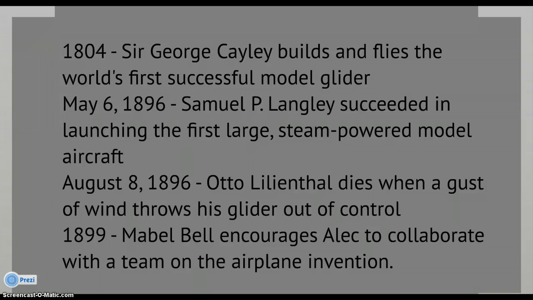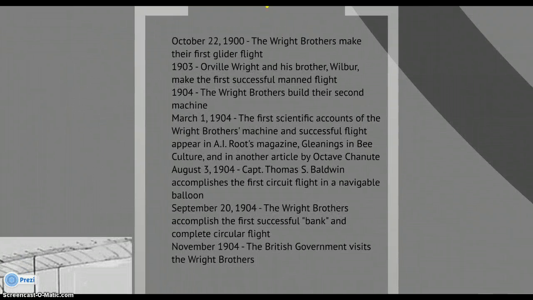On August 8, 1896, Otto Lilienthal died when a gust of wind threw his glider out of control. Now you may be asking yourself, why is this date so important? Well, it is important because Otto Lilienthal was a German pioneer of aviation. After his death, people started asking themselves, what would happen next? And the Wright brothers happened next. Because on October 22nd, 1900, the Wright brothers made their first glider flight.